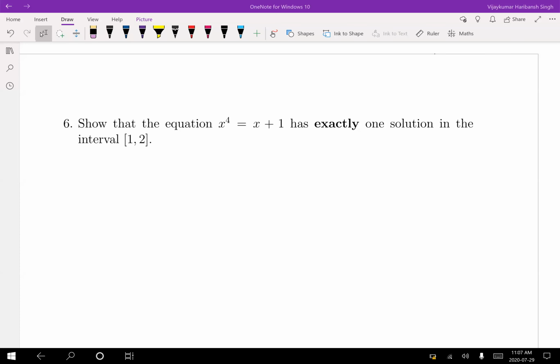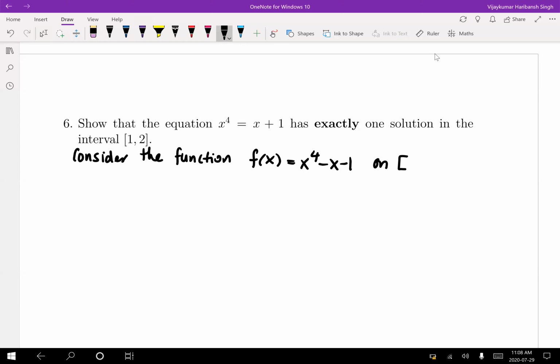So consider the following function, x to the 4 equals x plus 1, and we want to show that it has exactly one root. We'll use the intermediate value theorem to answer partially. Consider the function f of x equals x to the 4 minus x minus 1 on 1, 2.